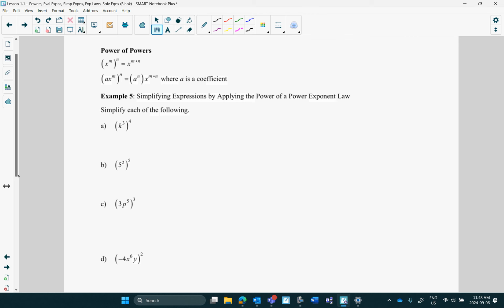Well, this one, k to the third to the fourth, k to the 12th. 5 to the second to the fifth. Base stays the same, so it's 5 to the 10th. You don't raise that 5 to the 5th. Don't go 5 times 5 times 5 times 5.